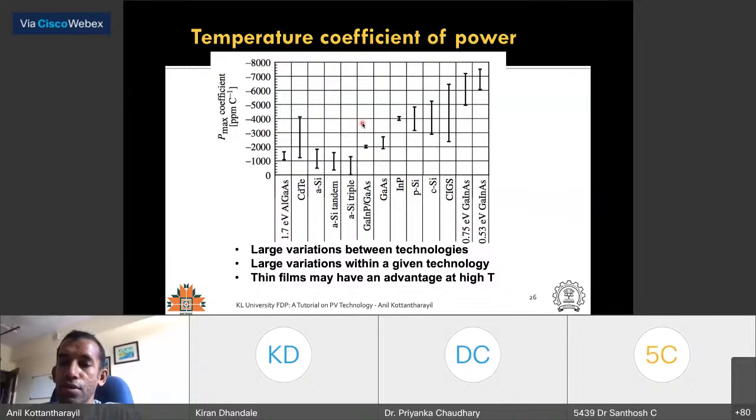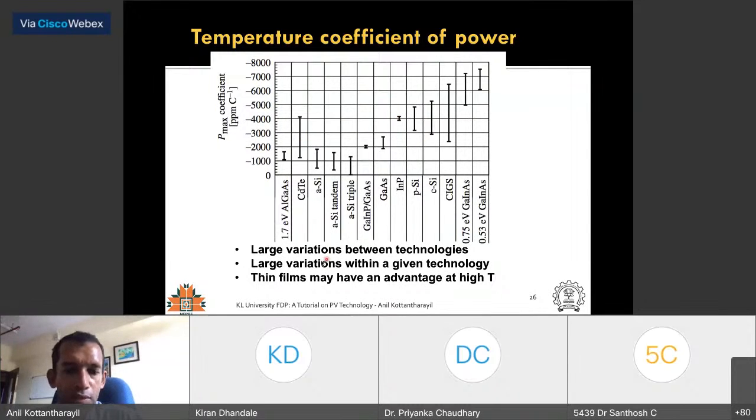So this is the point here. The performance will decrease with increasing temperature. For silicon, for example, it is about 0.4, and if you convert it to percentages, 0.4 for crystalline silicon. On the other hand, if you look at cadmium telluride, it's typically smaller. The average value is about 0.25.